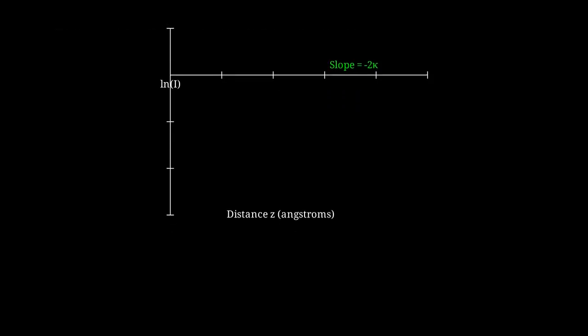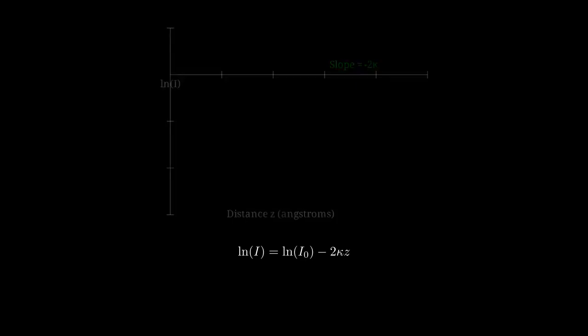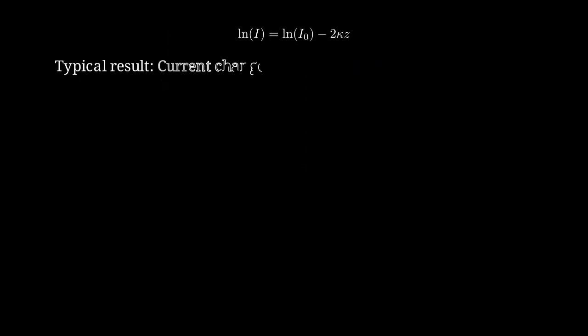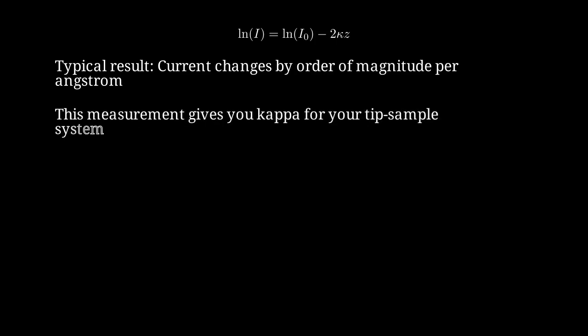The natural log of I equals the natural log of I0 minus 2 kappa z. This is a linear relationship in the semi-log plot. In a typical measurement, you'll find that the current changes by about an order of magnitude for every angstrom of tip displacement. This confirms the exponential relationship and validates your setup. From the slope, you can extract the decay constant kappa for your specific tip and sample combination. This tells you the effective barrier height.